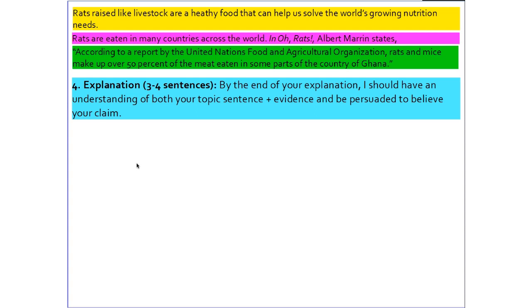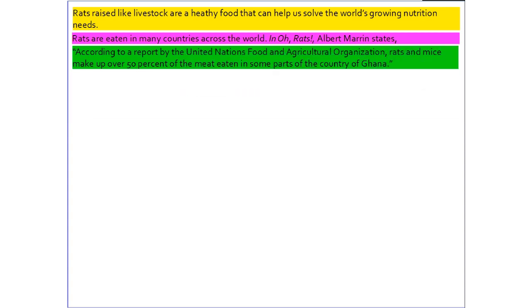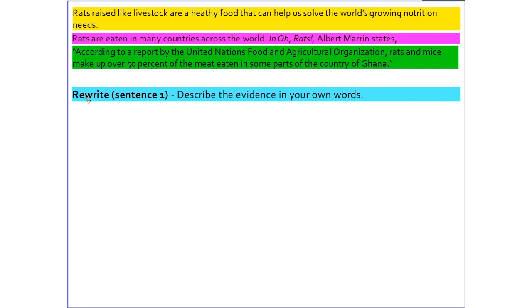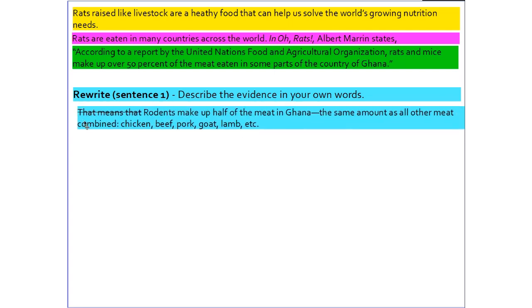So let's look at writing an effective explanation. So in my explanation, I want to make sure that by the end, you have a strong understanding of both my topic sentence and my evidence, and that you're persuaded to believe my claim. So the first thing that I want to do is I want to rewrite my evidence right here. So I want to rewrite in my own words about how rats make up 50% of the meat eaten in Ghana. So this is how I do that.